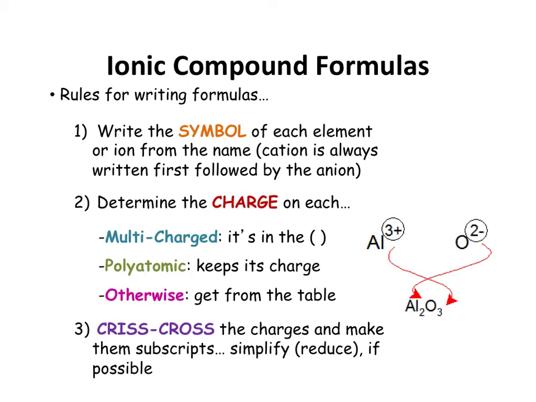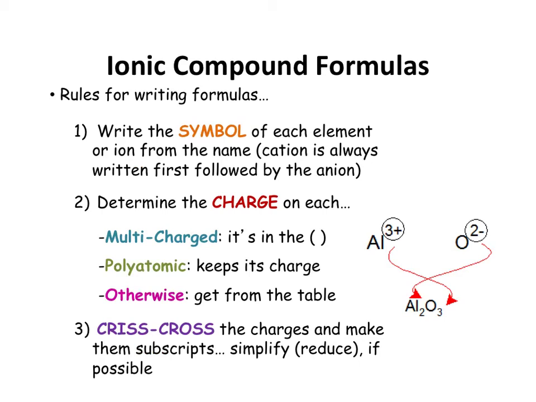So what if we did it in reverse now? What if you were given a name and you had to write the formula of an ionic compound? Well, this is easier than writing a name because there's one set of rules that you always follow. There's no yes or no kind of deal like there was when we were writing names. So this is much easier. There's 3 basic steps.